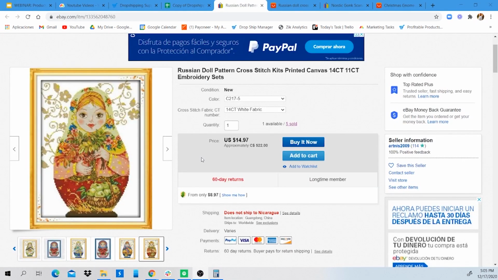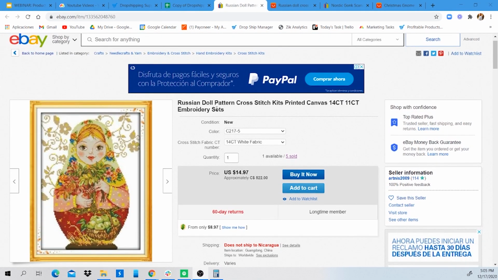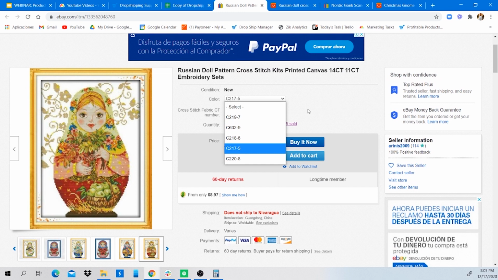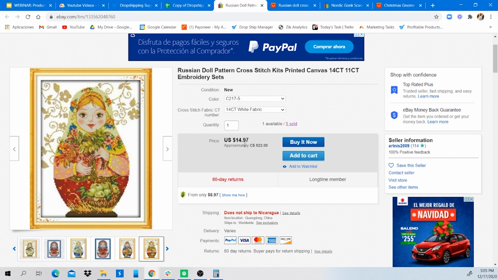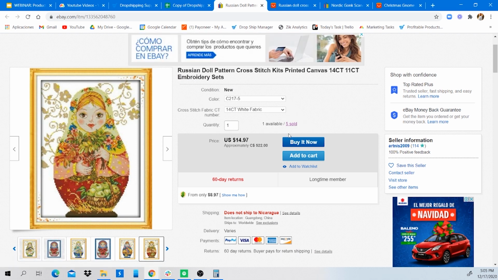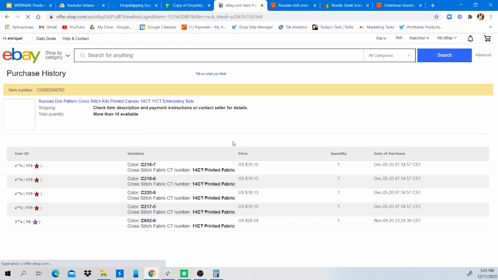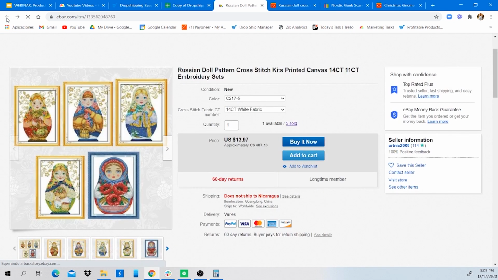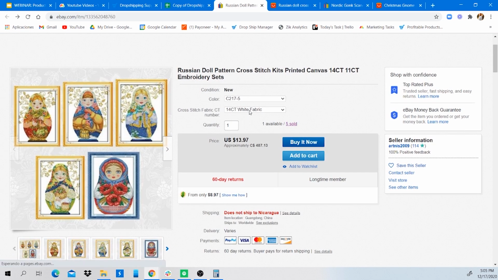Let's take a look into this product right here. We have a Russian doll pattern cross stitch printed canvas. First off, let's choose a variation. I chose this variation or color and this 14CT white fabric. Again, you can see that this has generated at least 5 sales made during this month. So more than 4, pretty good, right? Not 20 like the other product, but still very good.